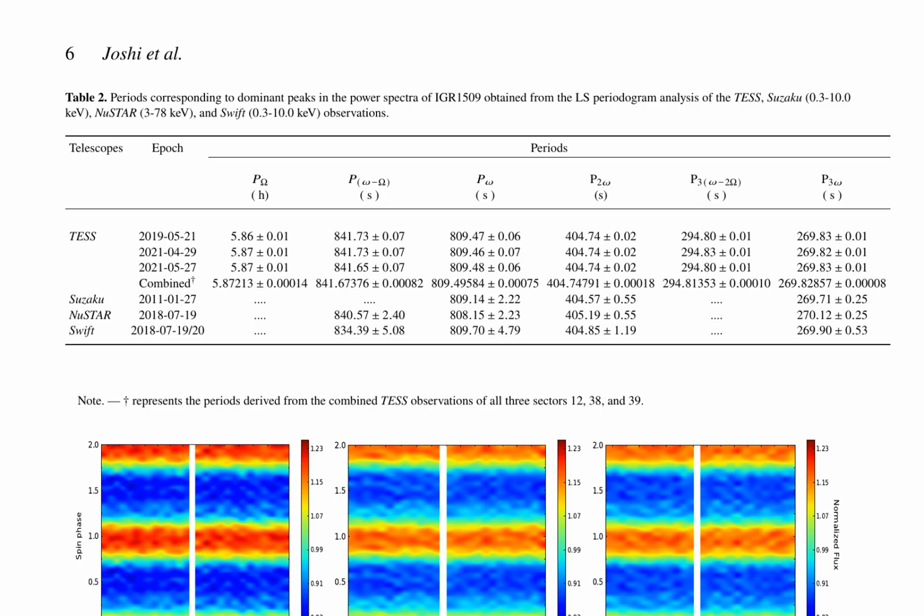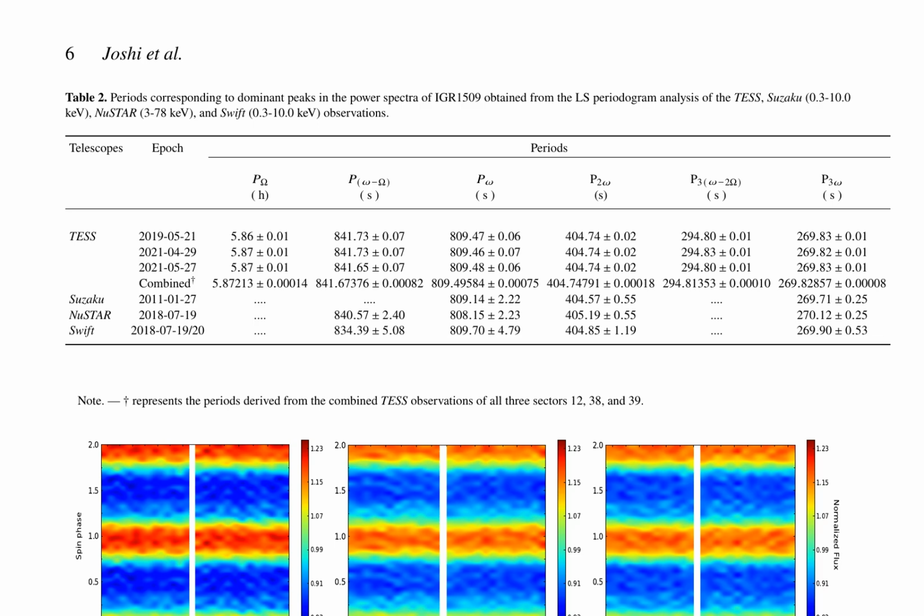The neutron star system IGR 1509 was analyzed using observations from the TESS, Suzaku, and Swift telescopes, revealing a variable source with periodic behavior in its light curves. The Lomb-Scargle periodogram algorithm was applied to TESS data from sectors 12, 38, and 39, detecting 6 dominant peaks in the power spectrum corresponding to frequencies omega, 2 omega, 3 omega, and others. The significance of these peaks was determined by calculating the false alarm probability.